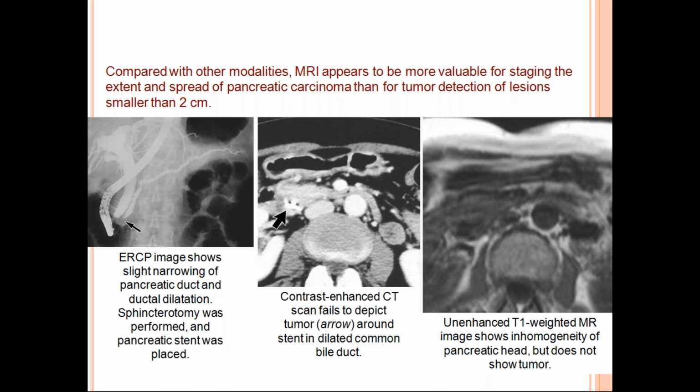So MRI appears to be more valuable for staging the extent and spread of pancreatic carcinoma than for tumor detection of lesions smaller than 2 centimeters. If you can see here, two ductal openings. This is the pancreatic duct and this is the common bile duct. You'll see later, these are double duct signs.